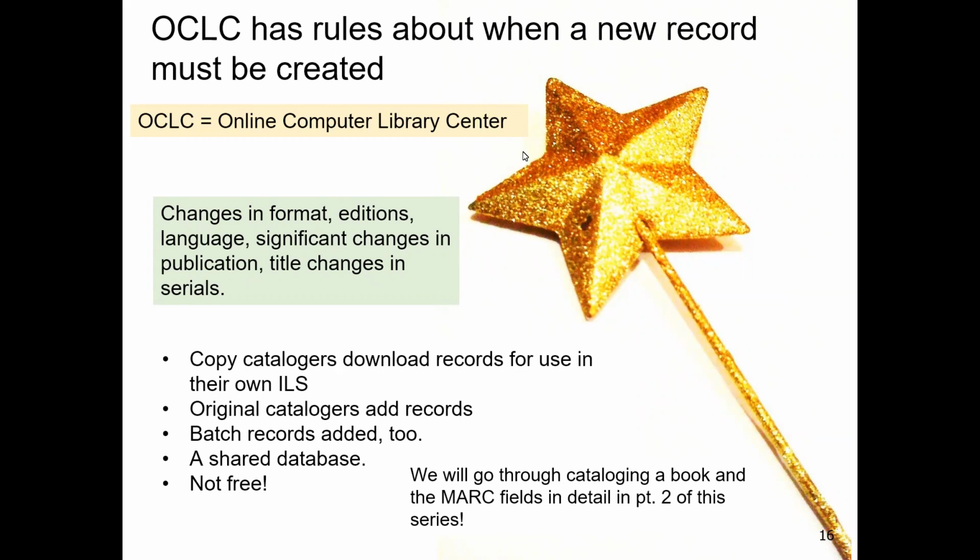But OCLC is the place, or is one of the places, where we share records and where people can get records from. So copy catalogers can download records for use in their own ILS. Original catalogers can add records. Of course, original catalogers can download records too, but typically they're going to be copy cataloging or adding original records. OCLC also has some batch record editing processes where some of these large consortia just like batch upload records. It is a shared database.